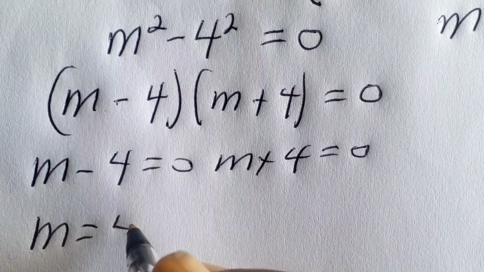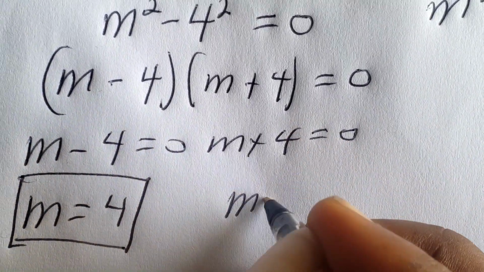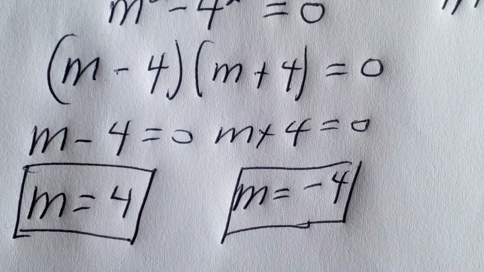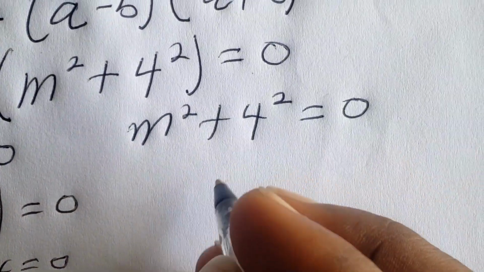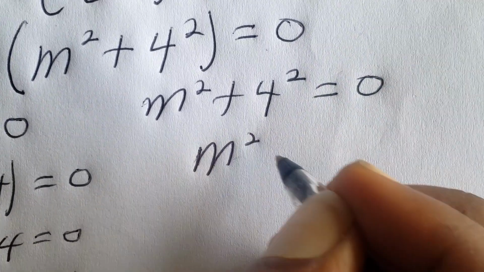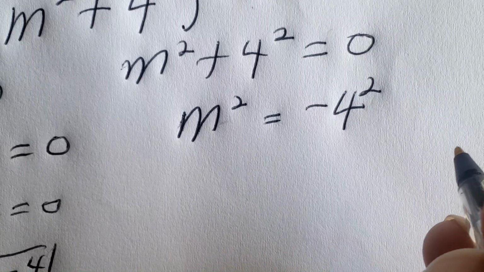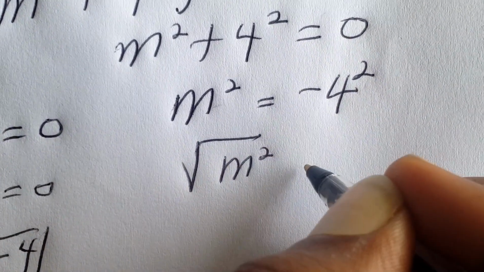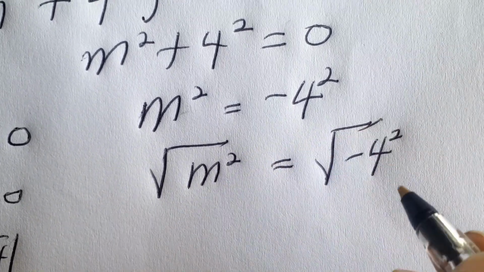M is equal to 4, then here m is equal to negative 4. So let's solve for the second case too. From here you say that m squared is equal to negative 4 squared. Let's take the square root of both sides. So we have the square root of m squared, which is equal to the square root of negative 4 squared.